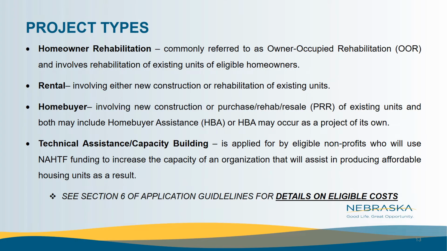Applicants apply for any of 4 project types available in a single program year. Each project type requires a separate application to be submitted. Project types include homeowner rehabilitation, which is commonly known as owner-occupied rehabilitation. This involves rehabbing the existing units of eligible homeowners. The rental projects involve new construction or rehab of existing units. The home buyer projects involve new construction or purchase, rehab, resale of existing units, and both may include home buyer assistance. Home buyer assistance may occur as a project of its own.